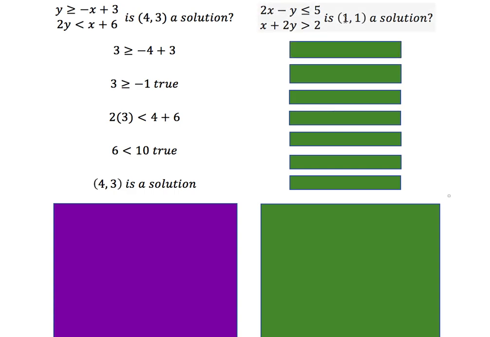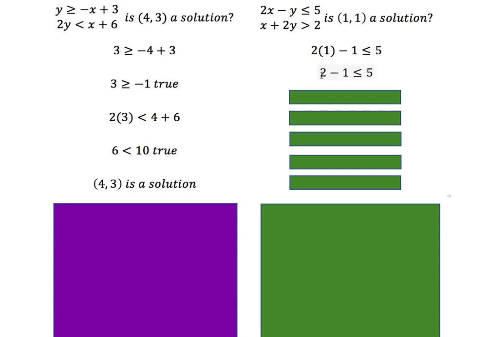Again, this time we're plugging in 1 for x and 1 for y to see if it's a solution. And that's what you get at the beginning. Then you have 2 minus 1 is less than or equal to 5. Simplify that further, and you get 1 is less than or equal to 5, which is a true statement. Now let's check the second inequality.